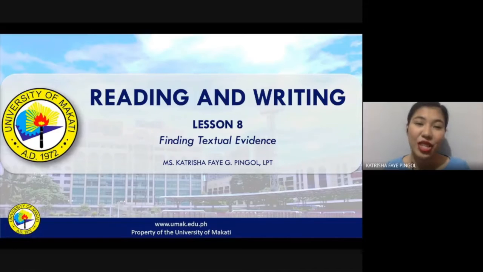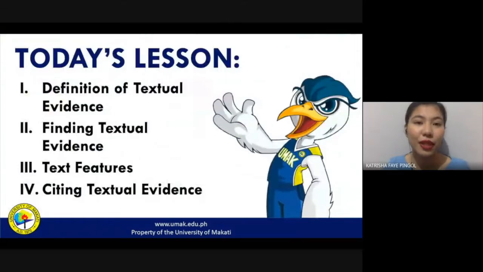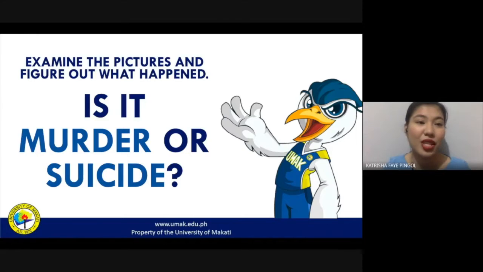For our eighth lesson, we will be talking about finding textual evidence. So for today's lesson, the first thing that we have to do is, of course, define textual evidence. And then we will be going through how to find these pieces of evidence while reading a text. Similarly, we will also be discussing the different text features as well as how we can cite different textual evidence. Before we proceed with our lesson for today, try to examine the different pictures and try to figure out what happened. Is it murder or is it suicide?